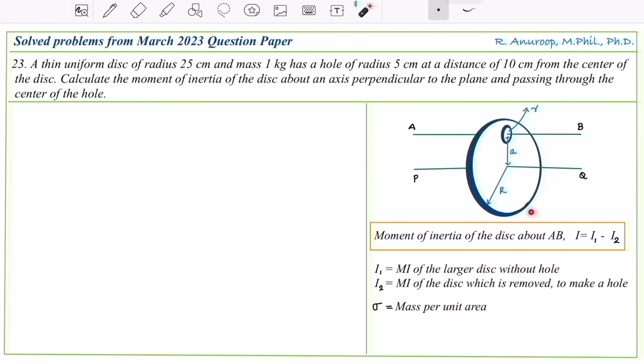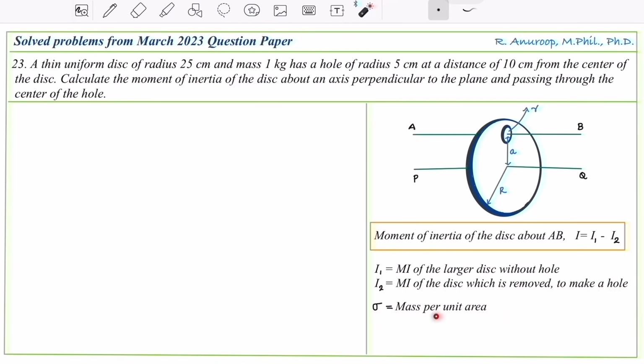This is the larger disk having radius capital R, and this is the hole which is drilled on the larger disk. The radius of the hole is smaller. This is the axis which is passing through the center of the hole. We have to find out the moment of inertia of the disk about this axis. Moment of inertia of the disk about AB is I1 minus I2. I1 is the moment of inertia of the larger disk without hole, and I2 is the moment of inertia of the disk which is removed to make a hole on the larger disk.